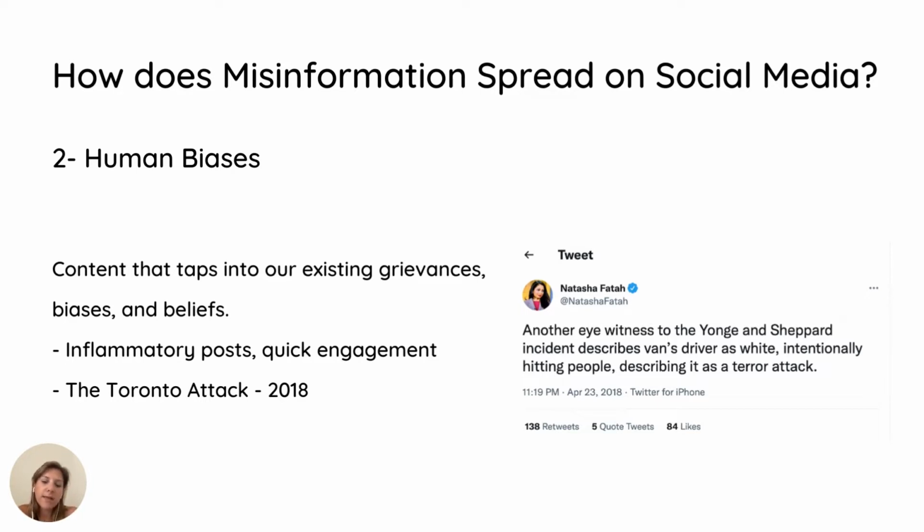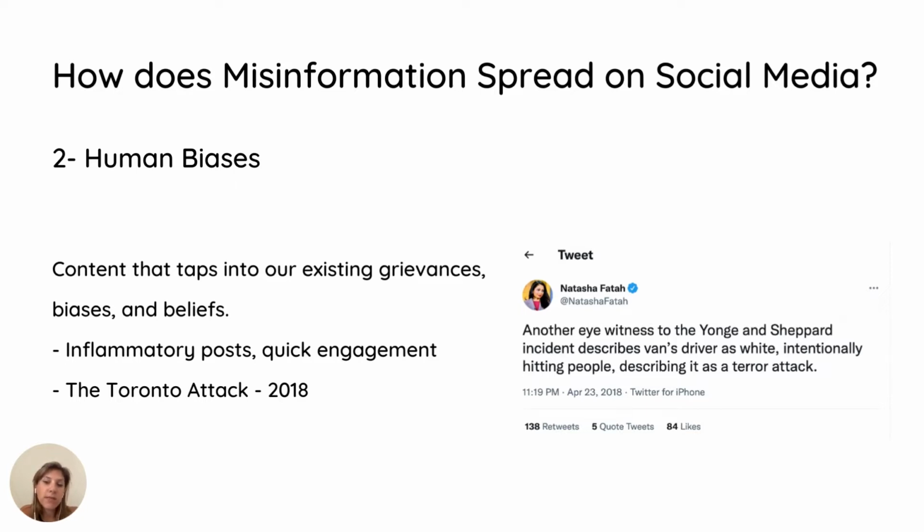A real-life example that illustrates how these human biases happen took place in 2018 during the Toronto attack. In the chaotic aftermath of the attack, Natasha, a very well-known CBC journalist, published 2 competing eyewitness accounts on Twitter. One account, which turned out to be inaccurate, identified the attacker as angry and Middle Eastern. And another account, which was accurate, identified him as white. This is the tweet you see on the screen, just because the previous tweet, of course, was eventually removed.